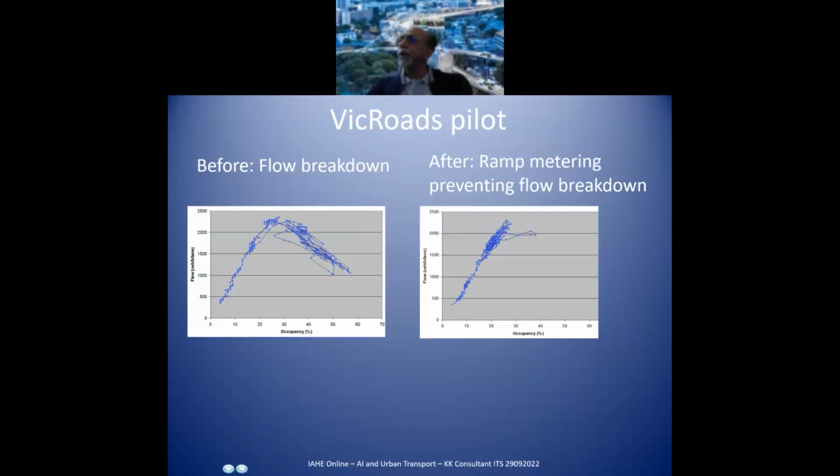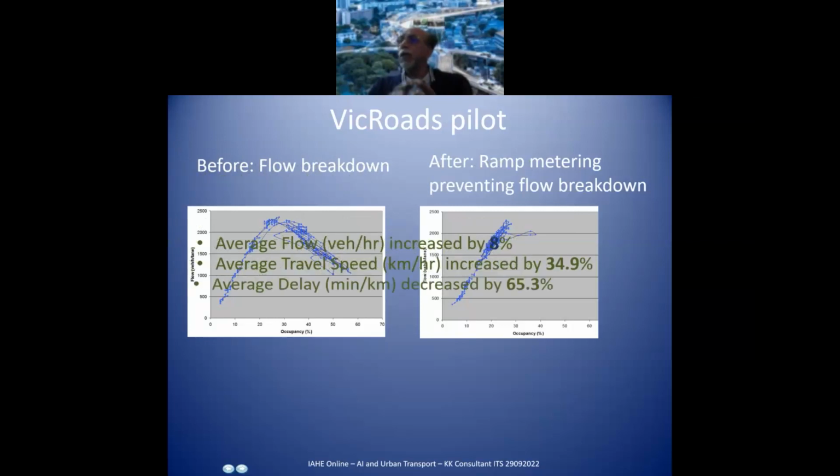We find the study results: average flow per hour has increased by 8%, and then the average travel speed per kilometer increased by a whopping 34.9, and more advantageously, the average delay decreased by 65.3%. This is how ITS is aiding the traffic flow.